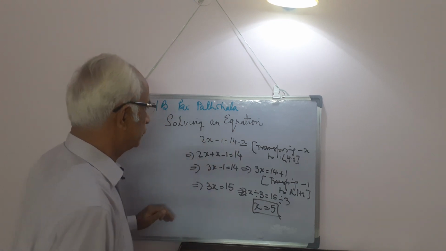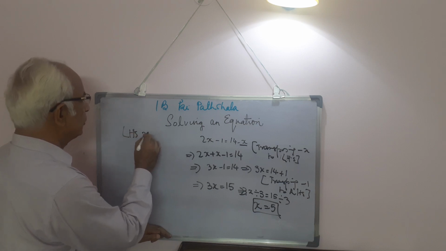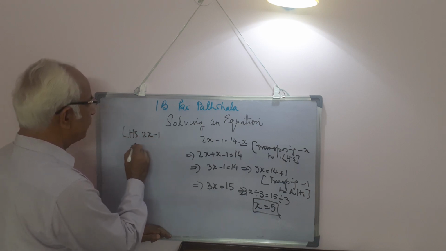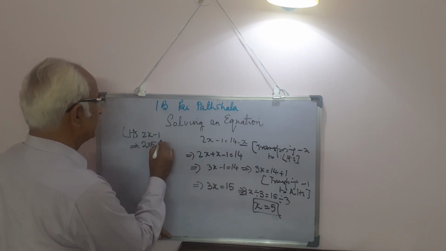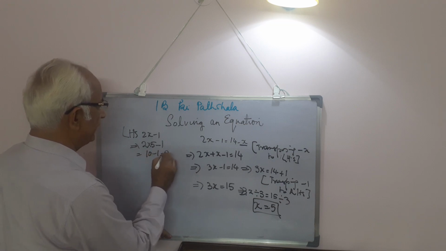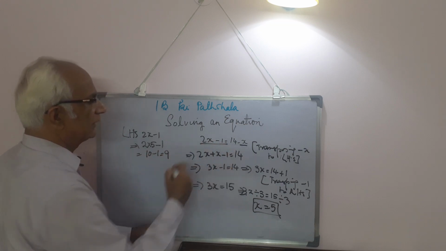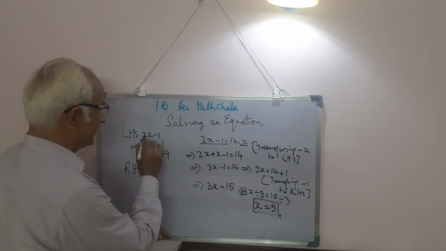We can check it also. For example, left hand side, 2x minus 1. We'll put the value 5 here. 2 into 5 minus 1. 10 minus 1 is 9. So this is the value of the left hand side. Now we take the right hand side. We are verifying.